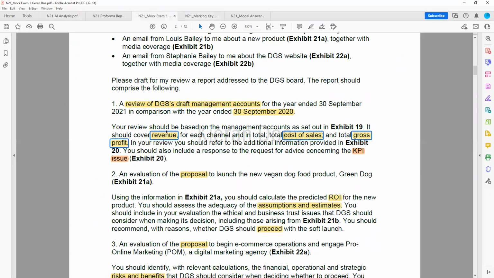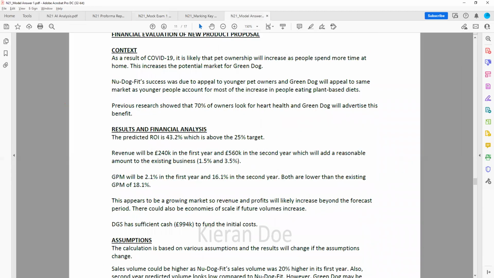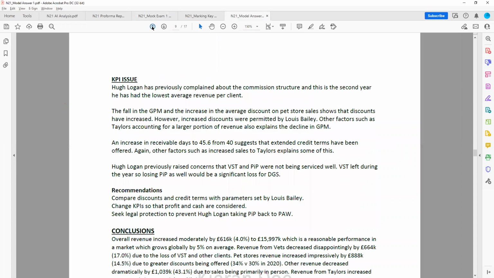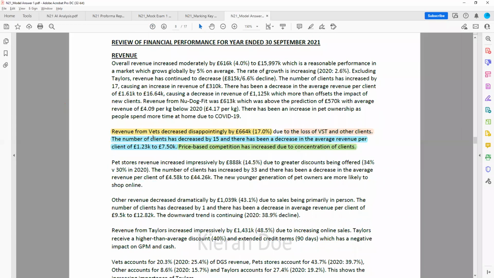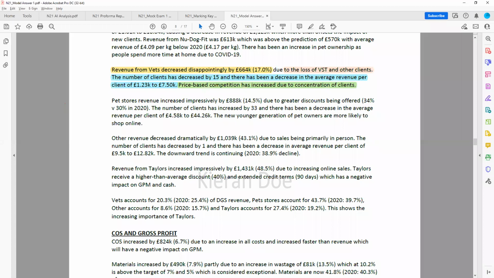But if the exam says revenue, cost of sales, and gross profit, there will not be marks for analysing admin and distribution and talking at length about operating profit. So read this once, read it twice, be very clear on exactly what you're being asked for, and then use this as headings in the report. So make sure that in your report, you use these as your headings, because it will keep you focused and make sure that you only answer what you've been asked.